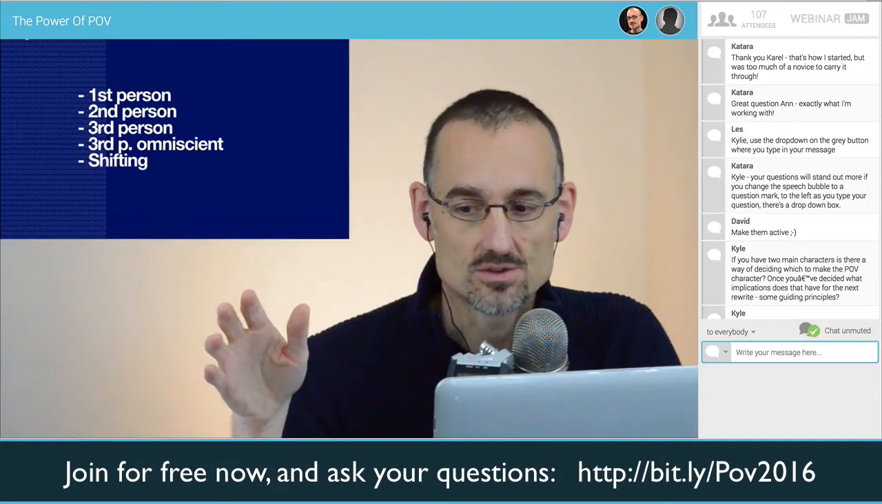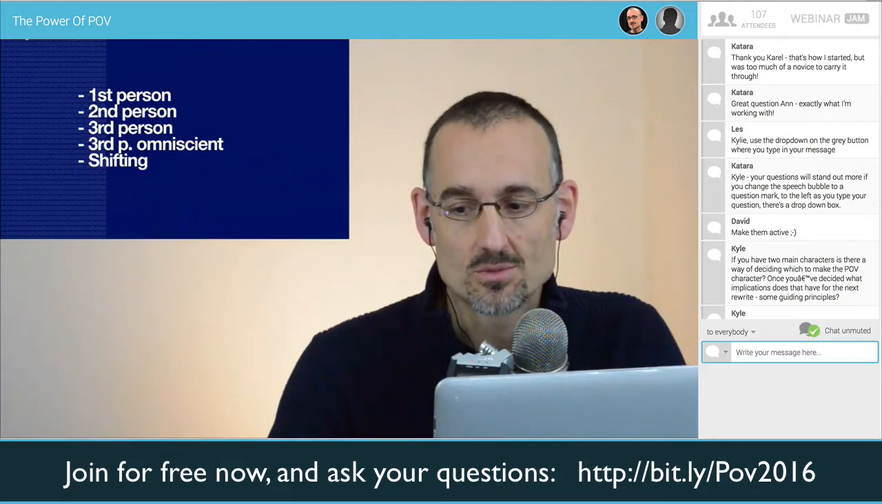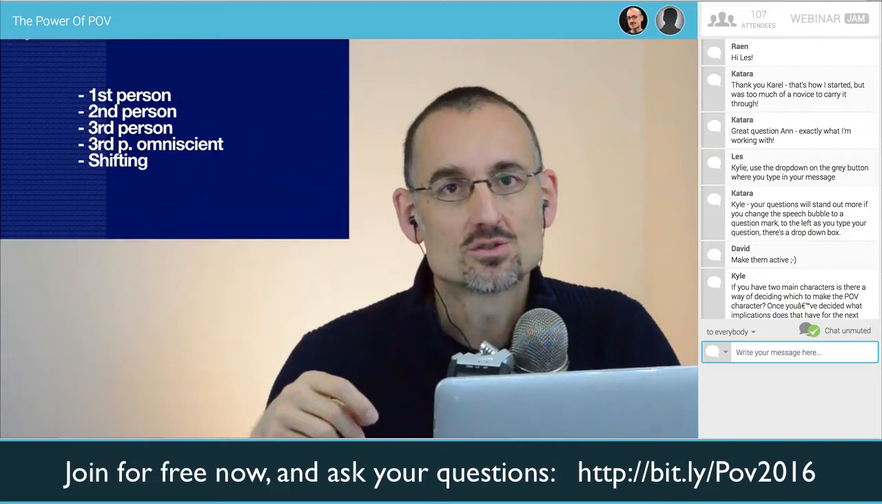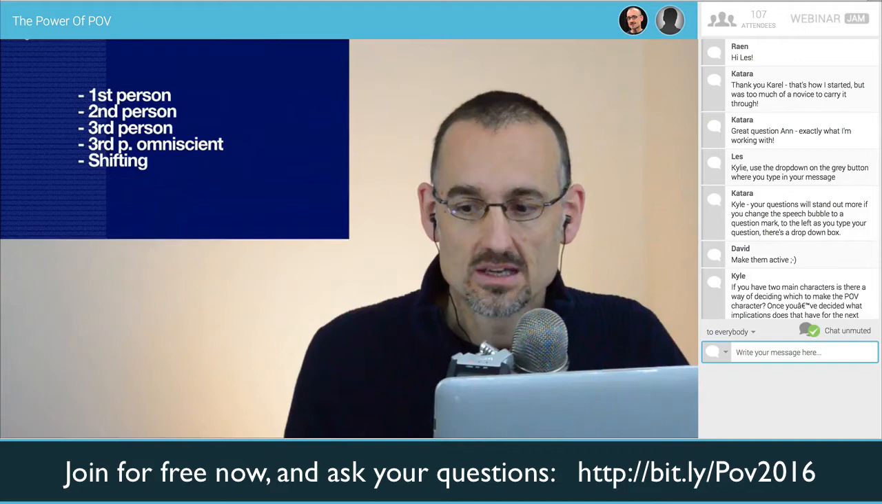Anne asks the question, how can you address the problem of a passive protagonist? Passive protagonist is unrelated to point of view. Well, it's unrelated in the sense that when you have a passive protagonist, you'll be more inclined to move out of the point of view of that character, simply because that character is no longer very interesting. But it is a separate issue altogether.